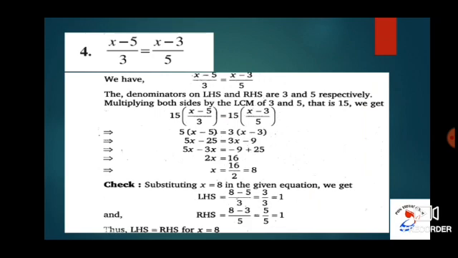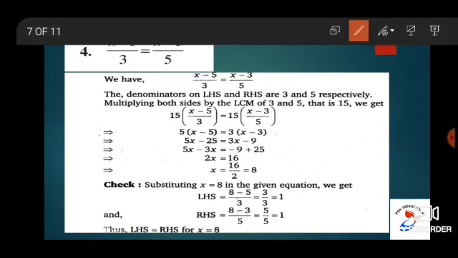Question number 4 of the same exercise, it is x minus 5 by 3 is equal to x minus 3 by 5. Again, let us see what is the LCM for both the numbers 3 and 5. Now, the LCM for 3 and 5 is 15. So, what you are supposed to do? We have to multiply by 15 on LHS and RHS, which will give you the result as 15 into (x - 5)/3 is equal to 15 into (x - 3)/5.